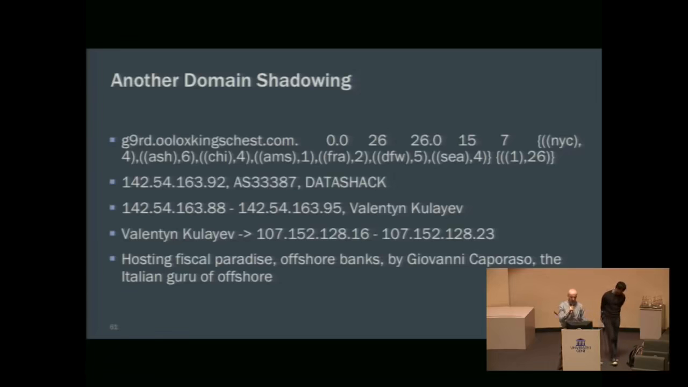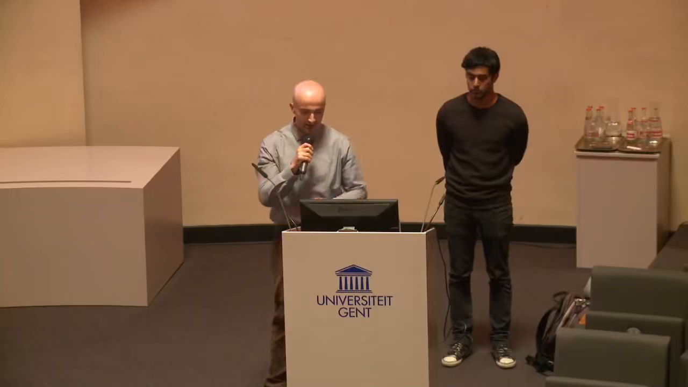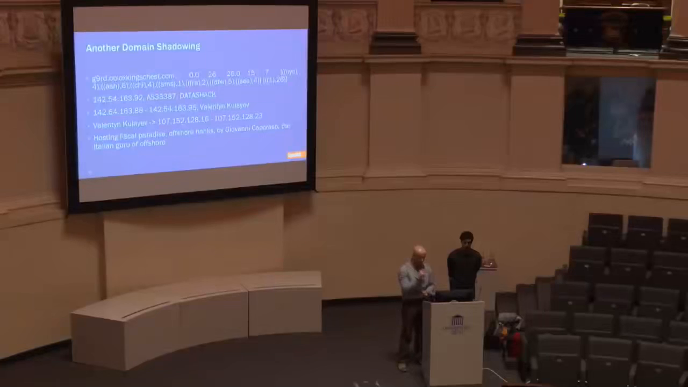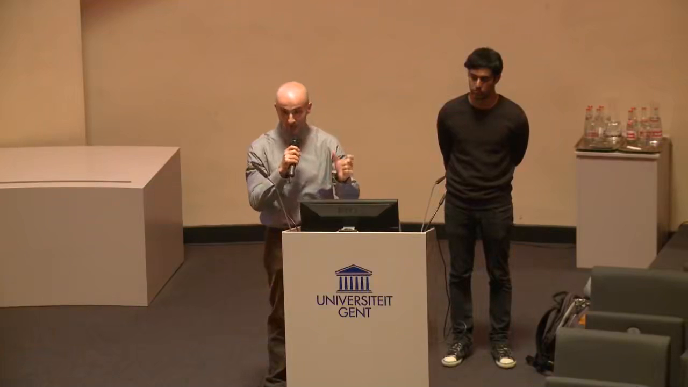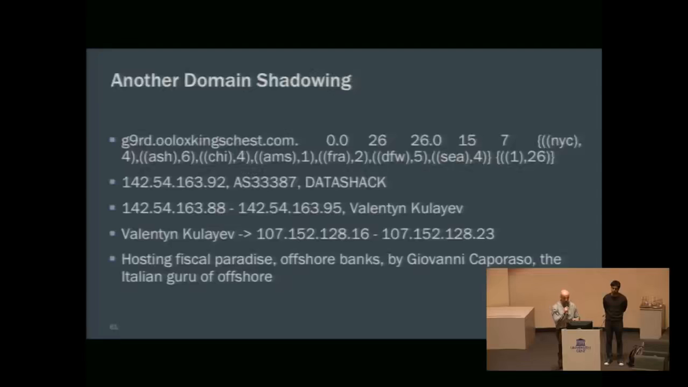So again, they use those 2LDs re-injected with subdomains. The IP where it's hosted is under this DataShack ASN. It's kind of shady in the things it's hosting. When we check that IP, it belongs to a smaller range registered by a fella called Valentin Kulayev, most likely a fake name. But when you check Valentin's other IPs, you'll see that he has a few other IPs from 16 to 23.